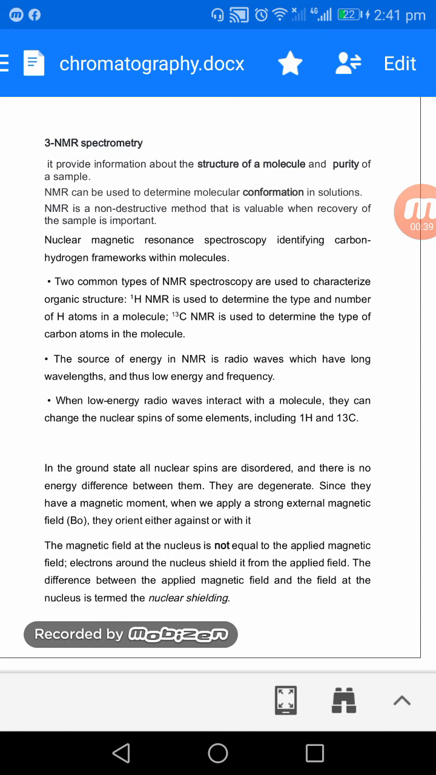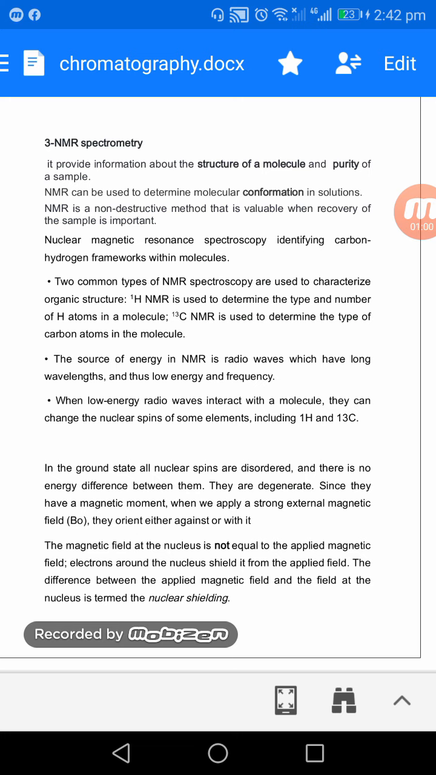أوكي، هلا النيوكليير ماجنتيك ريزونانس سبكتروسكوبي: identifying carbon hydrogen frameworks within molecules. يعني بيعرفونا قديش في عنا كربون، قديش في عنا هيدروجين، وبنفس الوقت عددهم، يعني عدد الكربونات وعدد الهيدروجينات وعدد كل واحد منهم حوالين الثاني.